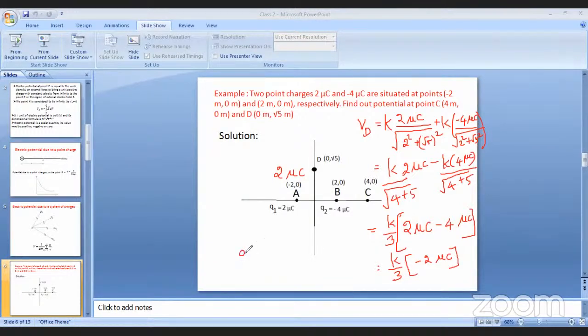K is nothing but 9 into 10 power 9, into minus 2 into 10 power minus 6, whole divided by 3. When you cancel out these terms, it will be 3 into minus 2, that is minus 6 into 10 power 3 volt. So this is the net potential at the point D due to the charges.